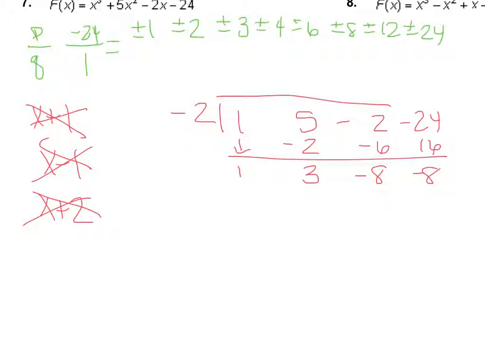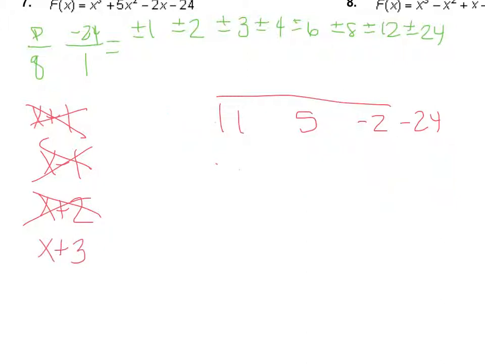So next, I'm going to stop trying 2 because that didn't work out. So I think I'm going to try 3 this time. So I'm going to try x plus 3. So if I'm going to try 3, then negative 3 is going to go outside. So I'm going to bring down my 1.